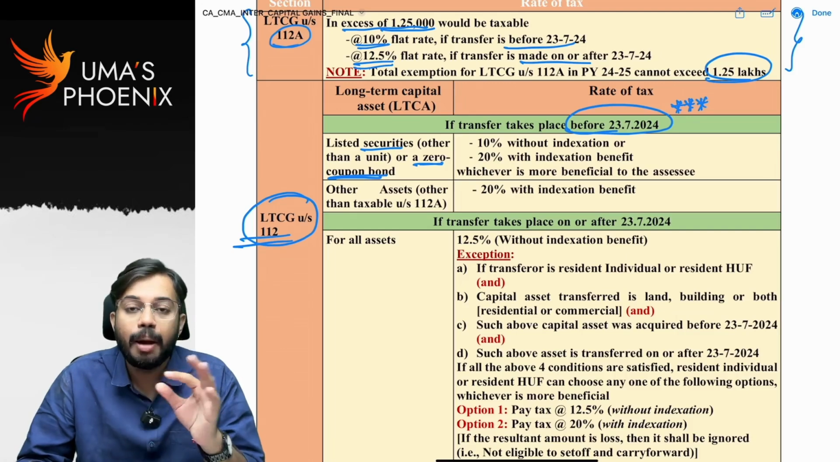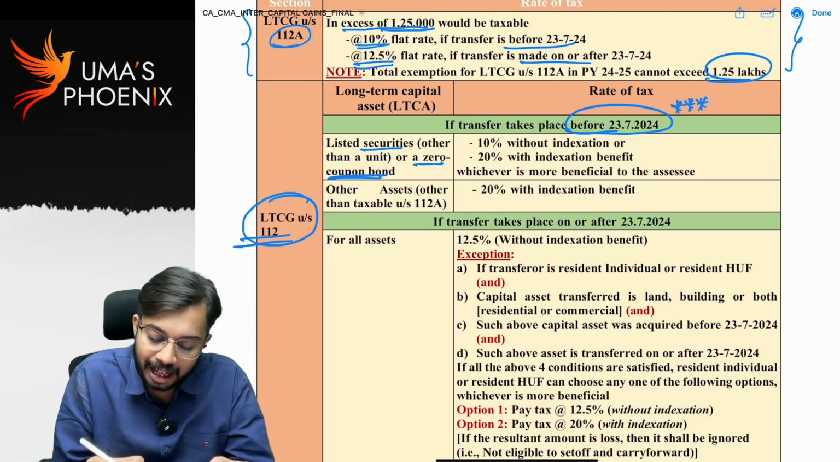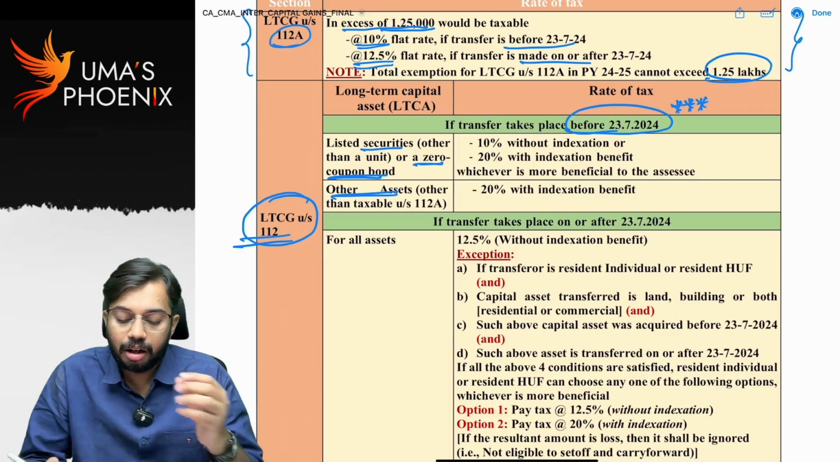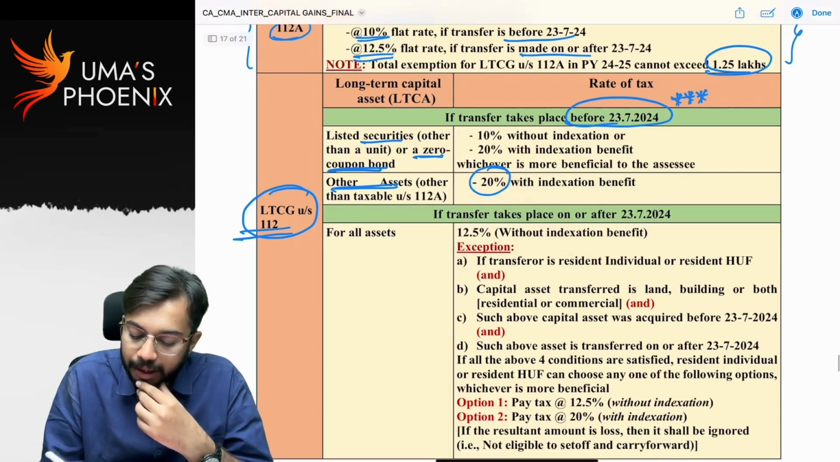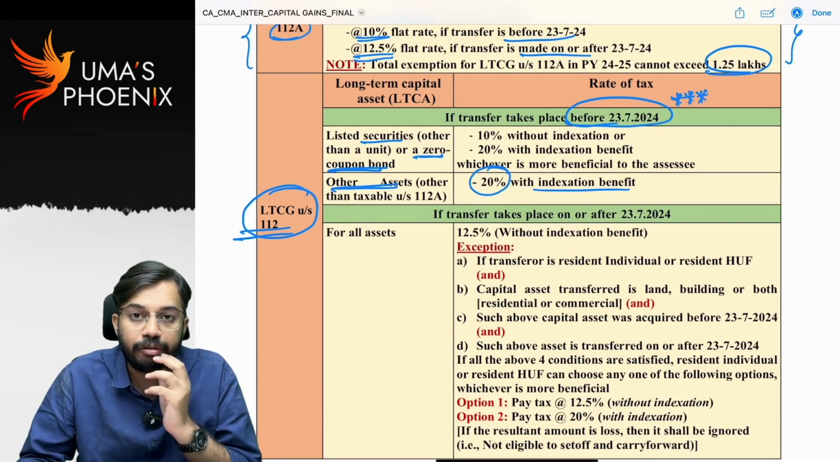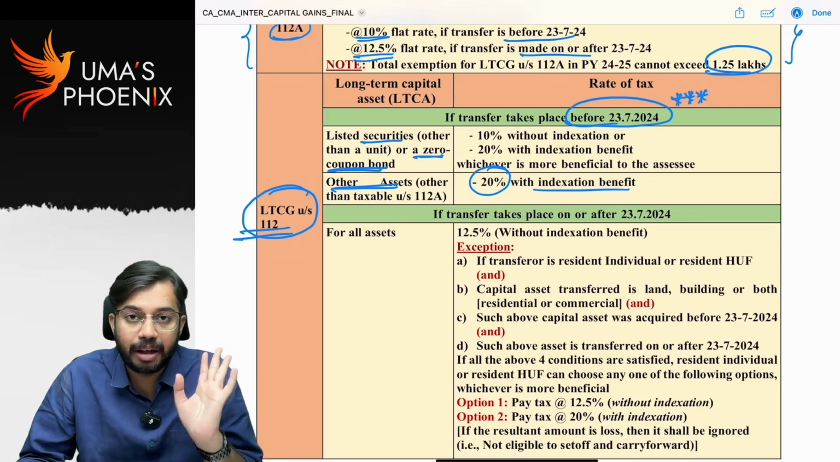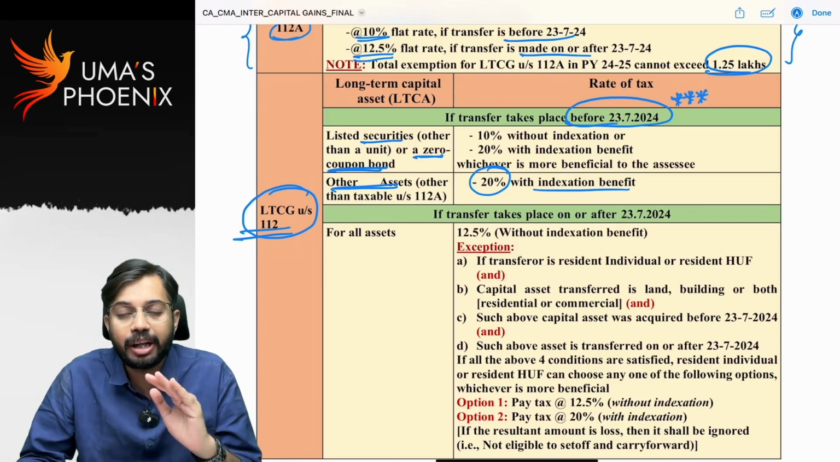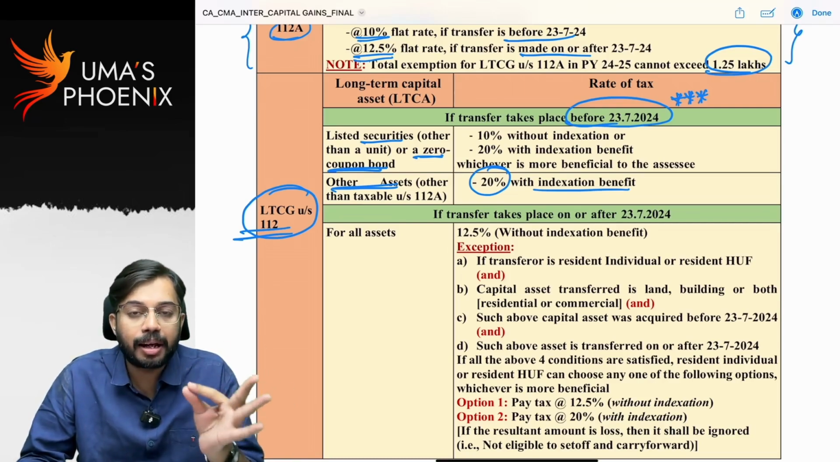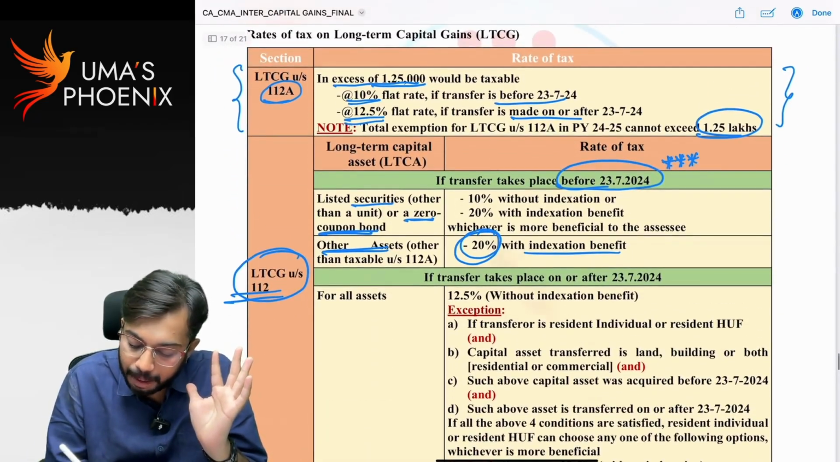Is it clear? But this optional benefit is available only for listed securities other than units or zero coupon bonds. For other assets, the tax rate applicable is 20% with indexation benefit. Before 23rd July 2024, I sold gold. What is the tax rate? Tax rate is 20% and I can claim indexation benefit. Are you able to understand? So before 23rd July 2024, long term capital gain under section 112, tax rate is 20% with indexation benefit.